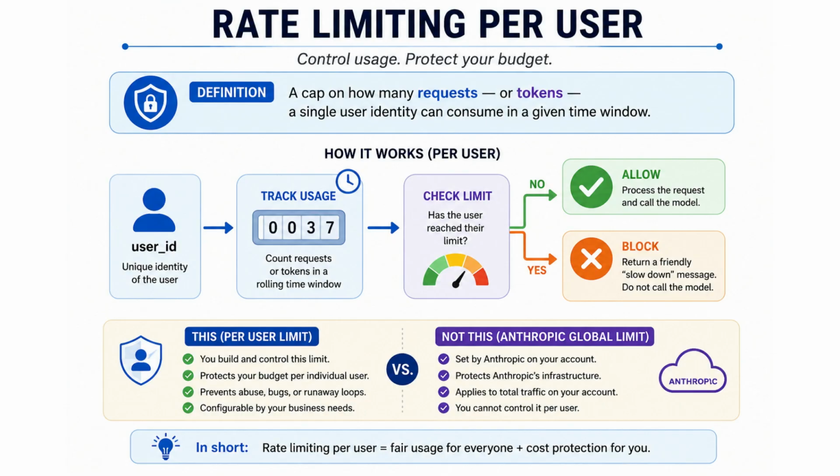It's important not to confuse this with the provider's global API rate limit. The provider's limit protects their infrastructure across your entire account. Your per-user rate limit protects your application and your AI budget by controlling how much each individual user can consume. In short, the AI provider protects its servers, while you protect your costs.